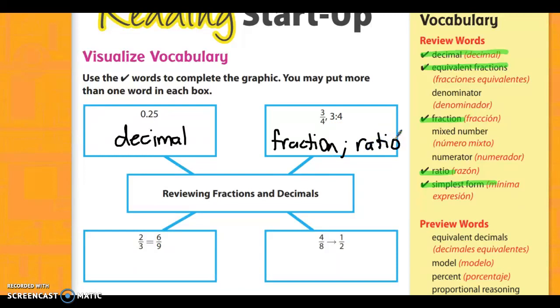What is 2/3 and 6/9? Well, those are 2 fractions that would be equivalent. Those are equivalent fractions. And what is it called when you take 4/8 and you rewrite it as 1/2? It's called simplifying, simplest form.